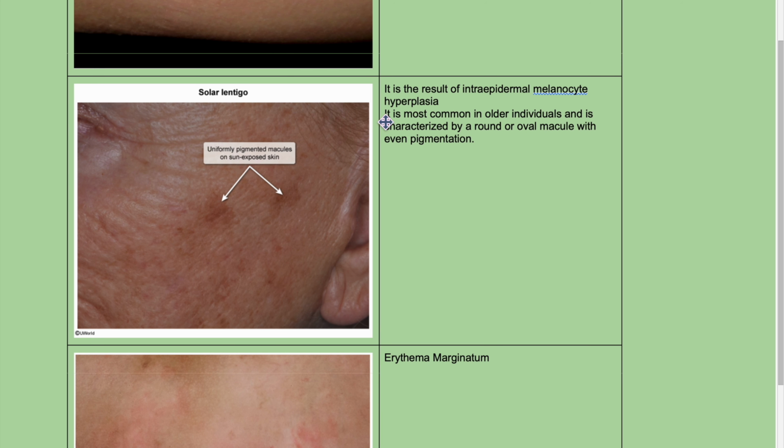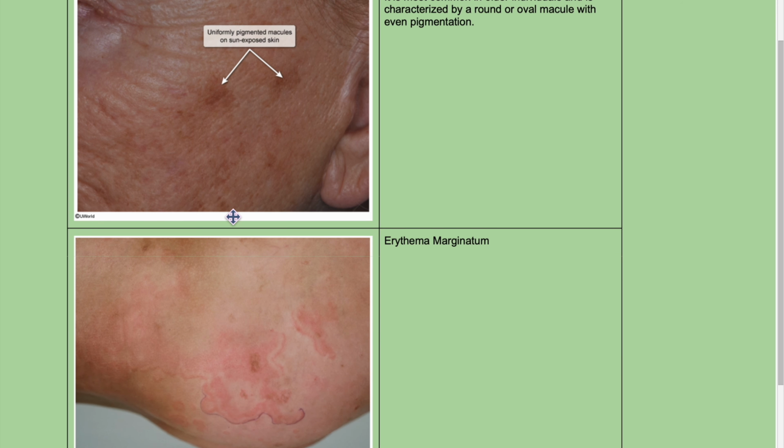So these are the sunspots you see in elderly people. It is the result of intraepidermal melanocyte hyperplasia. It is most common in older individuals and is characterized by round or oval macules with even pigmentation.